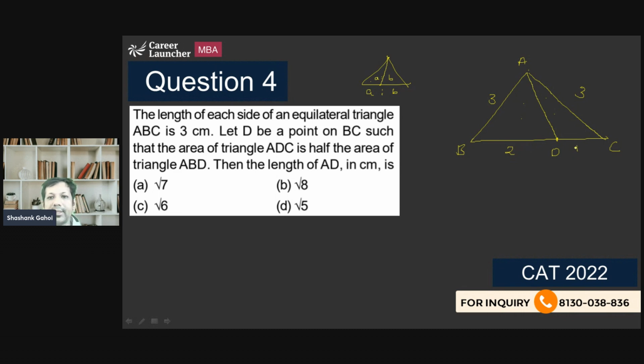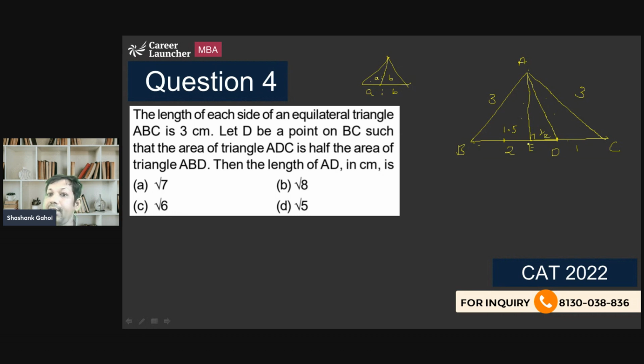Now, I am joining this. I am drawing the perpendicular. In an equilateral triangle, the perpendicular bisects the base. It means this length is going to be 1.5. So what is going to be this length? BD total is 2. From here to here, let's call it E. BE is 1.5. So ED is going to be 1 by 2.